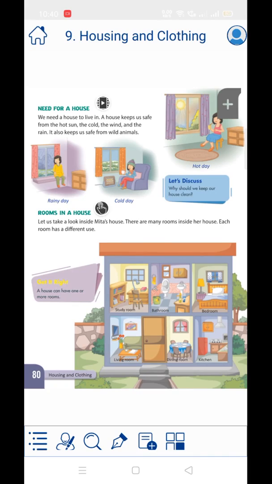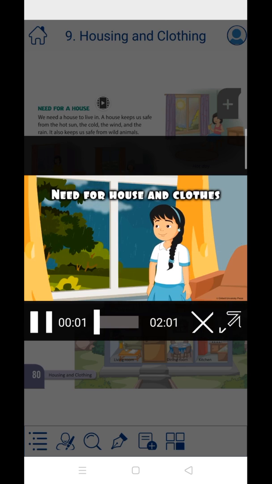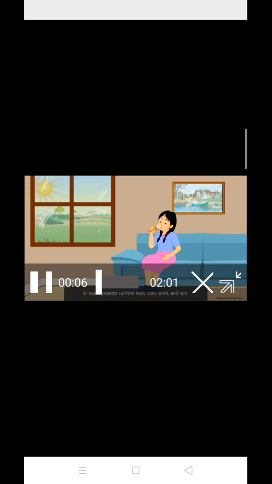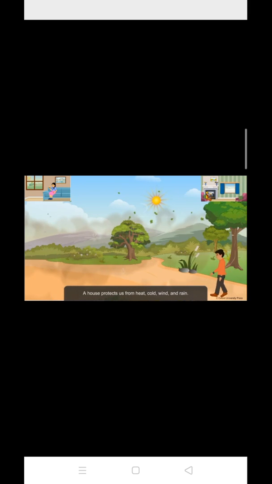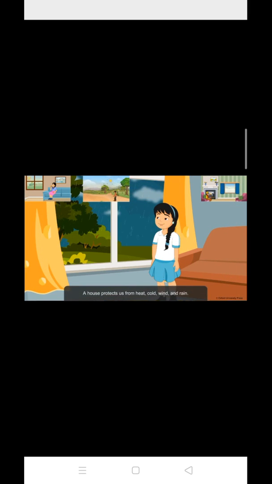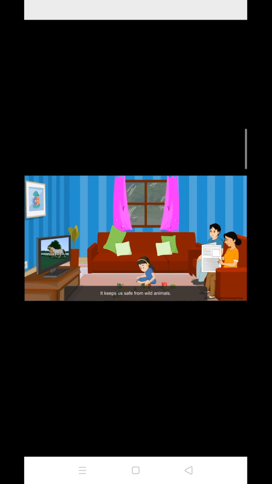Moving on. Okay, so the first subtopic is need of a house. So why do we need a house? Because we need a house to live in, where we could sleep at night. We need a house to live in. A house protects us from the heat, the cold, the wind, and the rain. It also keeps us safe from wild animals.